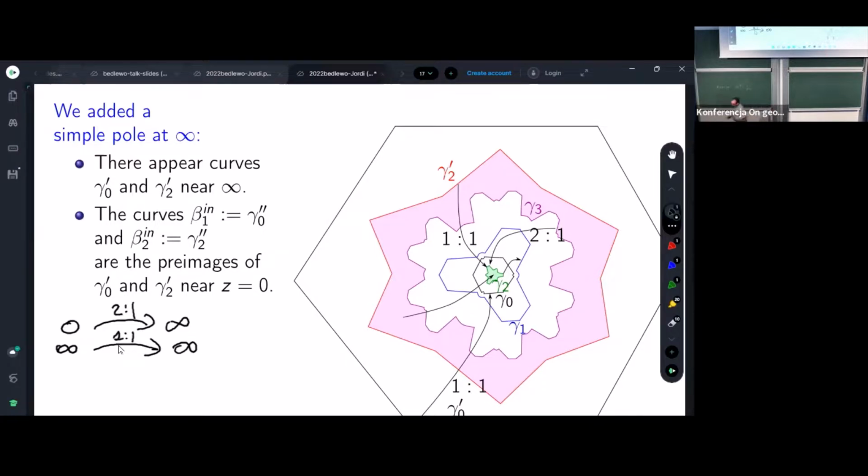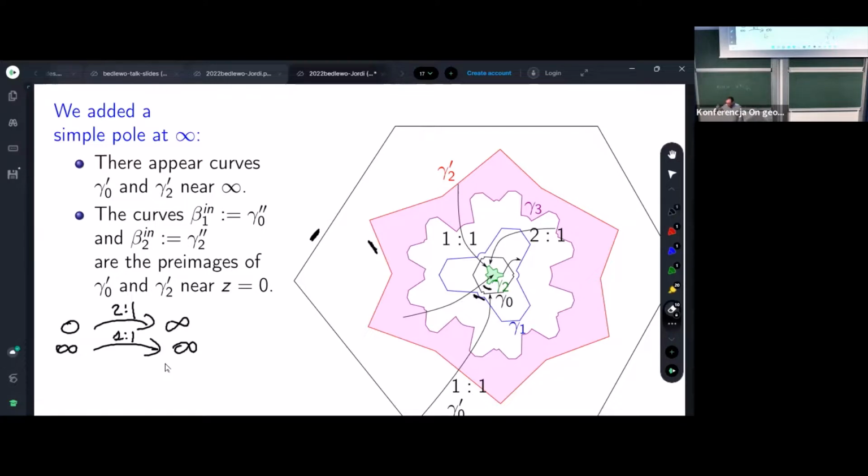In particular, I had the curves gamma 0 and gamma 2 here, which had our prescribed dynamics. And what happens is that near infinity, there appear curves gamma 0 prime and gamma 2 prime, which are mapped 1 to 1 onto gamma 0 and gamma 2. Okay, this is not the 1 to 1 I want, right? So these curves, gamma 0 prime and gamma 2 prime, are the preimages of the curves I already drew, which appear near infinity and are mapped with degree 2. But now notice that 0 is mapped onto infinity with degree 2.